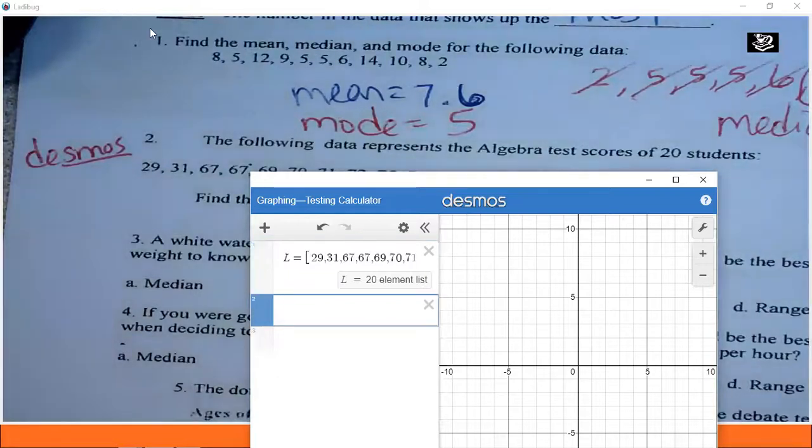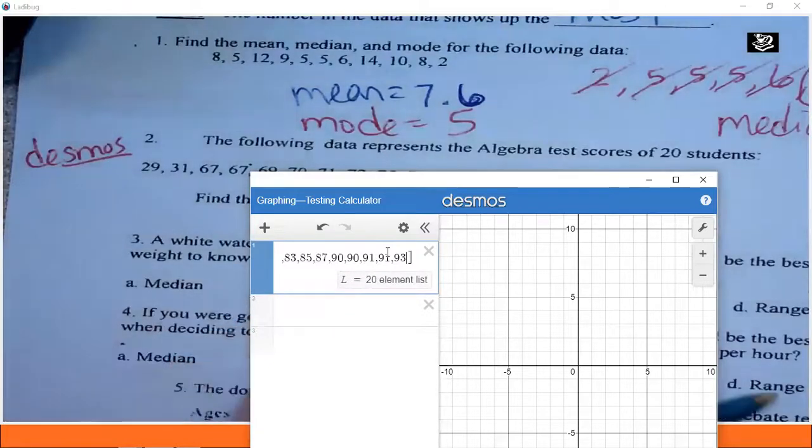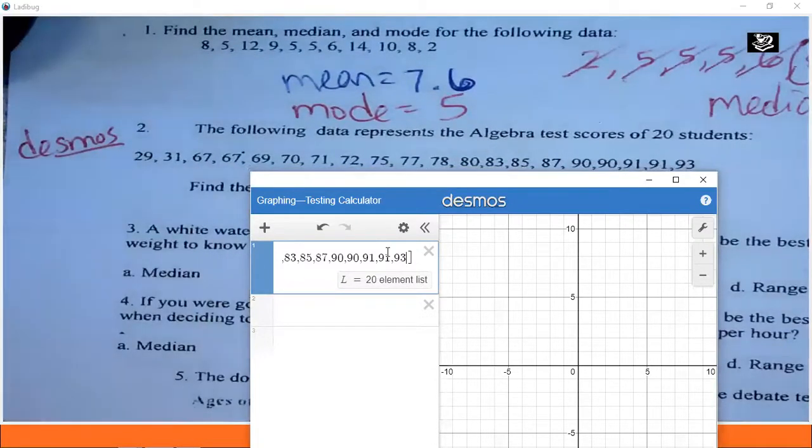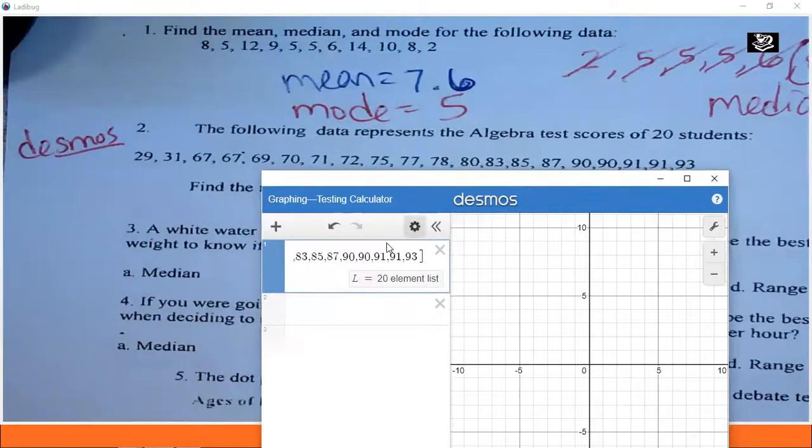Just go back through then. It should say that there are 20 things. It's on your paper. Go back through them. It should just say 20 element list. Does it? You have to type in L equals. Okay, I'll come back there and look.